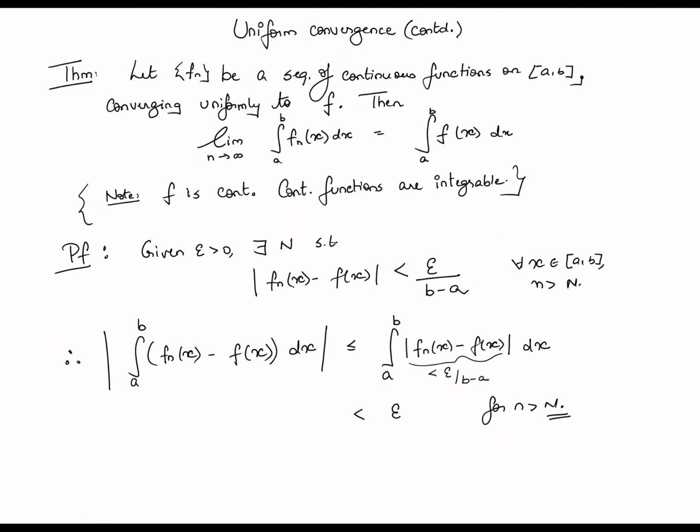Right, and so therefore what we have shown is essentially that the limit as n tends to infinity of the integral of fn of x minus f of x is equal to 0. Because for any epsilon we have shown that in absolute value this integral is in fact going to be less than epsilon for n large enough. So that's what we wanted to prove.